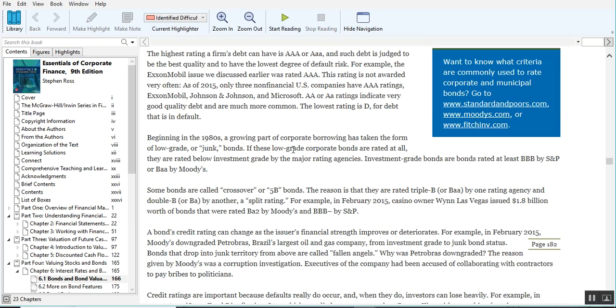In the 80s, corporate borrowing had gotten involved with low-grade junk bonds. That's what I mentioned earlier. They may not have been rated at all. Most of them weren't, but if they were rated below investment grade, there was certainly a great deal of risk involved with those.